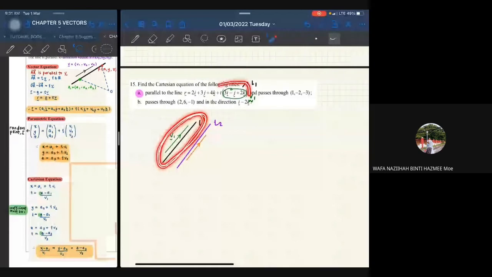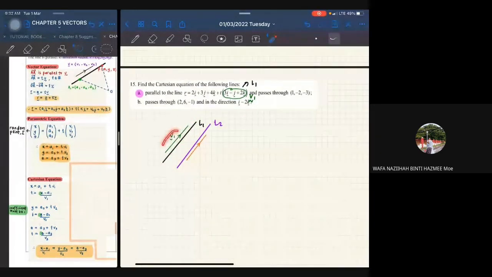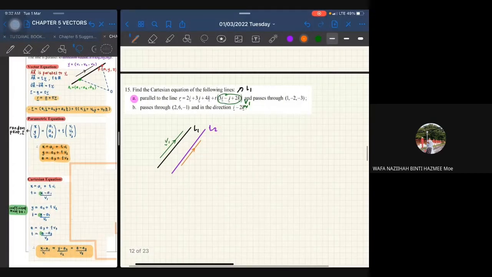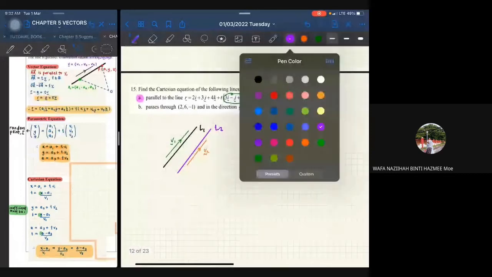This is the equation dalam bentuk vector equation. Okay, and then line yang pertama tadi, dia adalah parallel dengan line yang kedua. This one yang kita nak cari dia punya Cartesian equation. Okay, so kalau parallel, this one you can assume sama dengan yang ni. Okay, so vector 1 dia akan sama dengan vector yang kedua. This one. Okay, so you can write it like this.